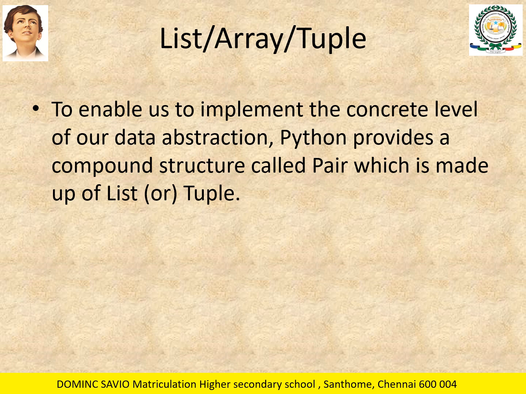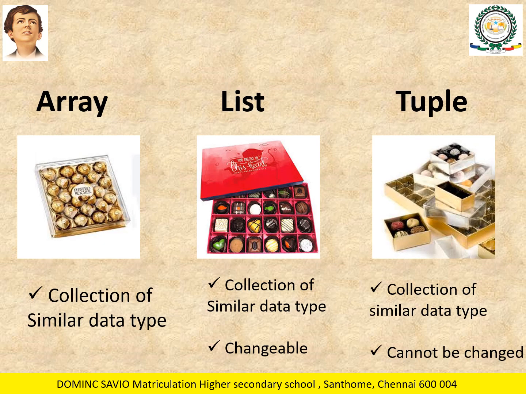Next is your list. To implement the concrete level of abstraction, I told you it is a direct implementation of a program. In order to implement that, Python provides a compound structure called pair or list. So to implement the concrete level abstraction, we use this list. Now let us compare array, list and tuple, with the example picture that I have given here.